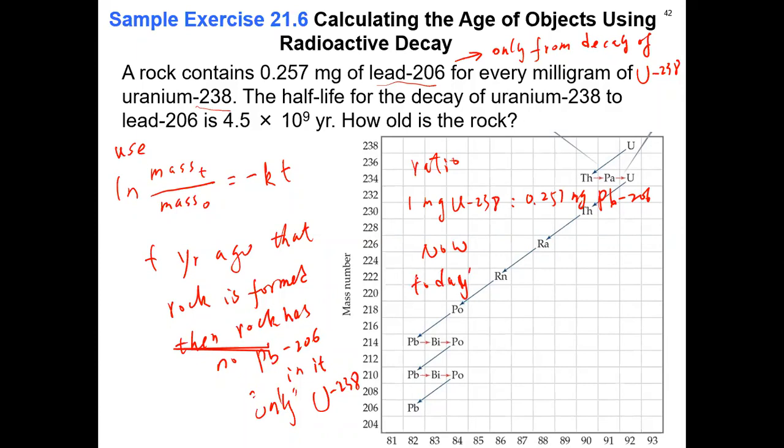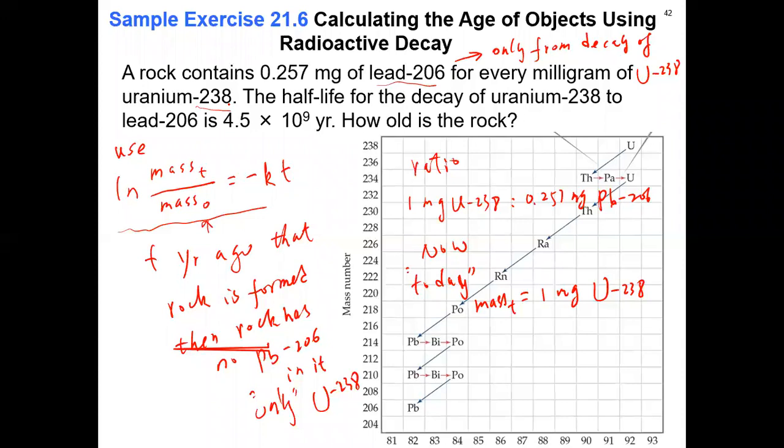So therefore, we can assume, because in this equation this is a ratio, so we can start by assuming, just like right now, we have 1 milligram of uranium-238. So let's say this was the mass T for uranium. So now you say why you want to worry about the mass of uranium? Well, uranium-238 is the radioactive material, so you don't worry about the lead.